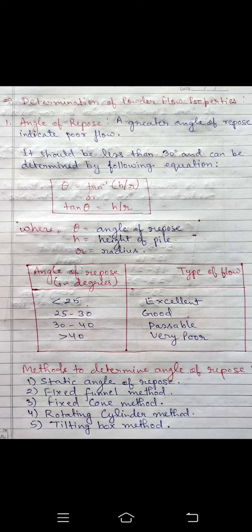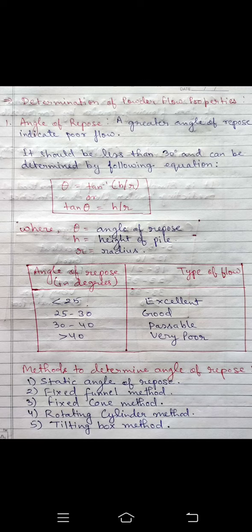Here you can see a table in which the values are mentioned for angle of repose in degrees. If the angle of repose is less than 25 degrees, then the type of flow is excellent. If it ranges from 25 to 30 degrees, the flow is good. If it is between 30 and 40 degrees, the flow is passable. And if it is more than 40 degrees, then the flow will be very poor.